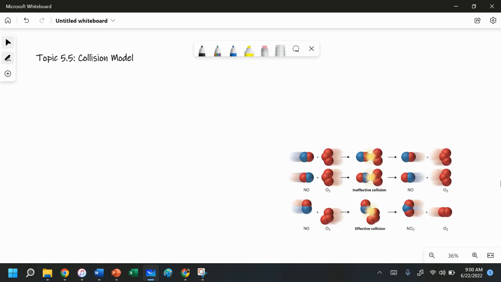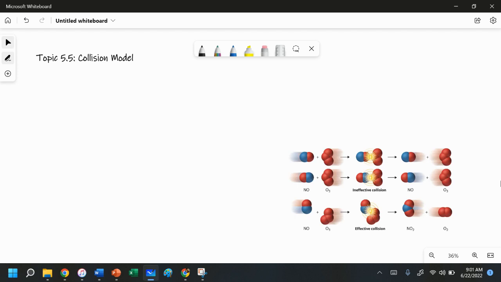Hello, and welcome to our AP Chemistry review of topic 5.5, collision model. The collision model is a model that allows us to figure out whether a reaction will occur or not, or how reactions occur in the first place.